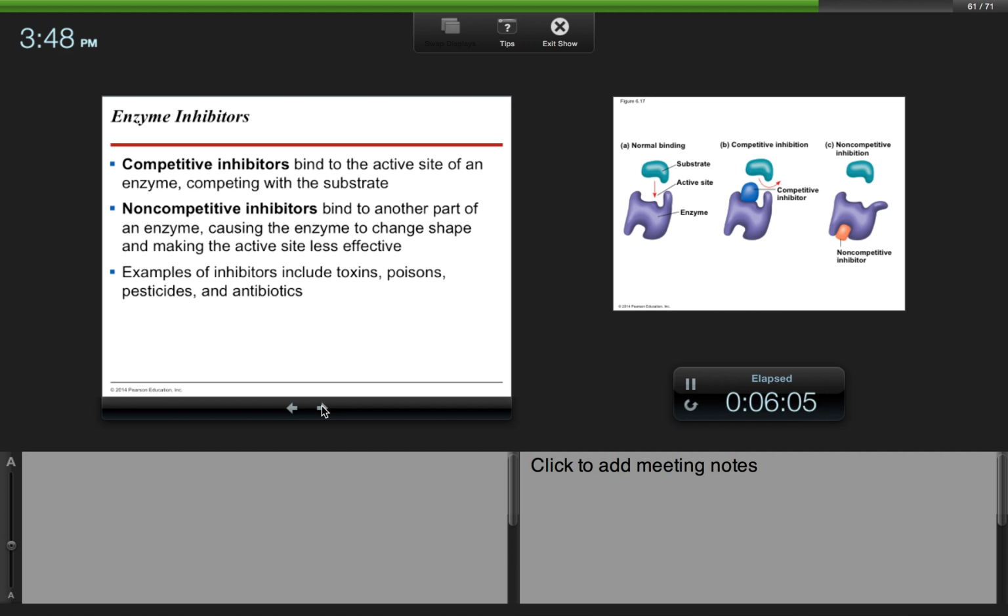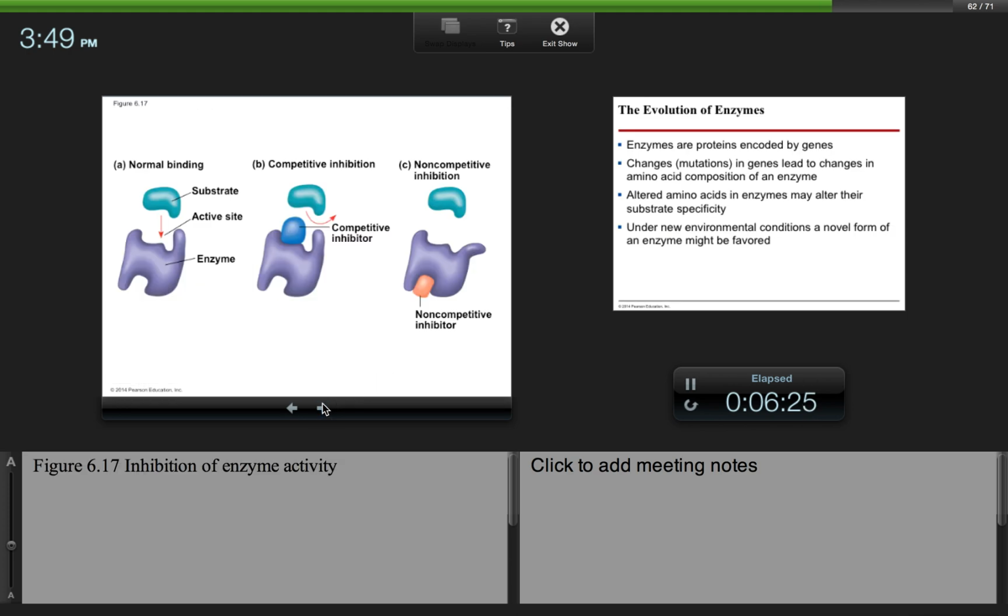Competitive inhibitors bind to the active site of an enzyme and therefore block the substrate from binding there. Non-competitive inhibitors bind to another part of the enzyme, which causes the enzyme to change shape, and it changes the shape of the active site as a result. Examples of inhibitors include toxins, poisons, pesticides, and antibiotics.